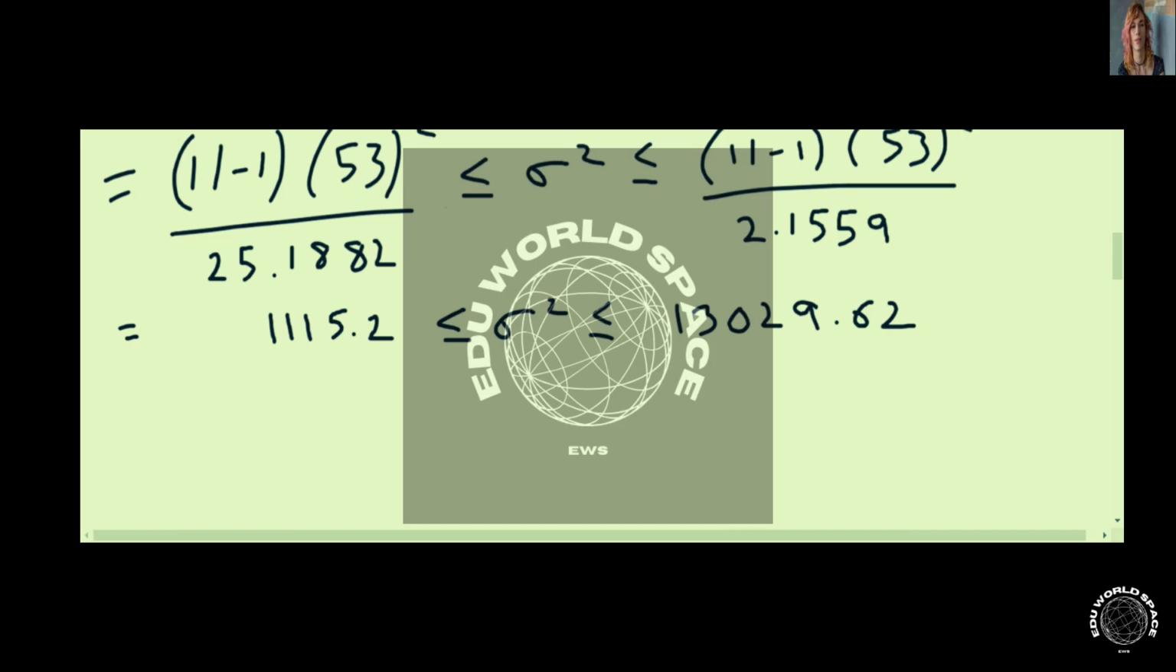So the lower boundary is 1115.2 and the upper boundary is 13,029.62.